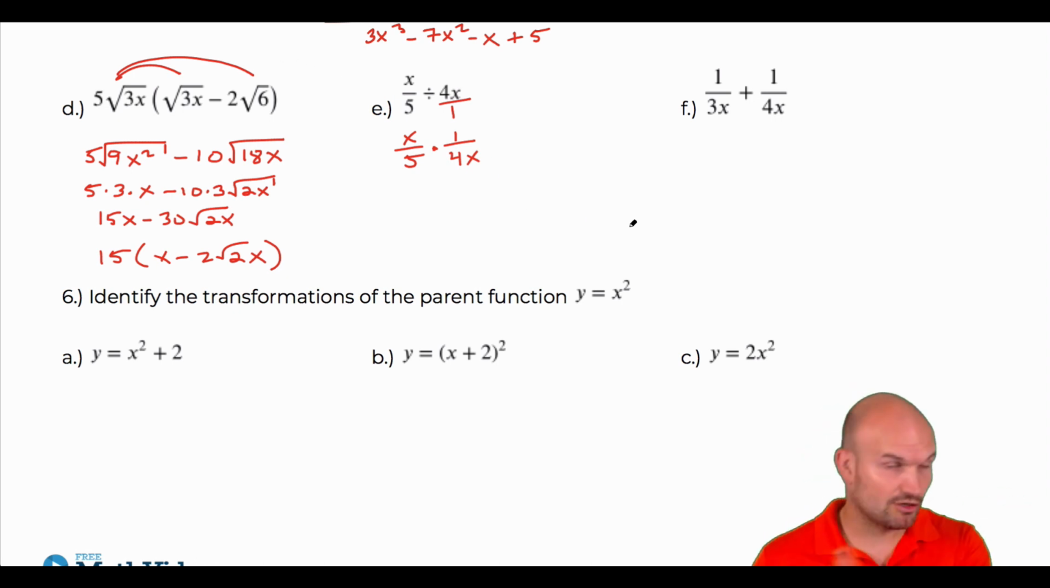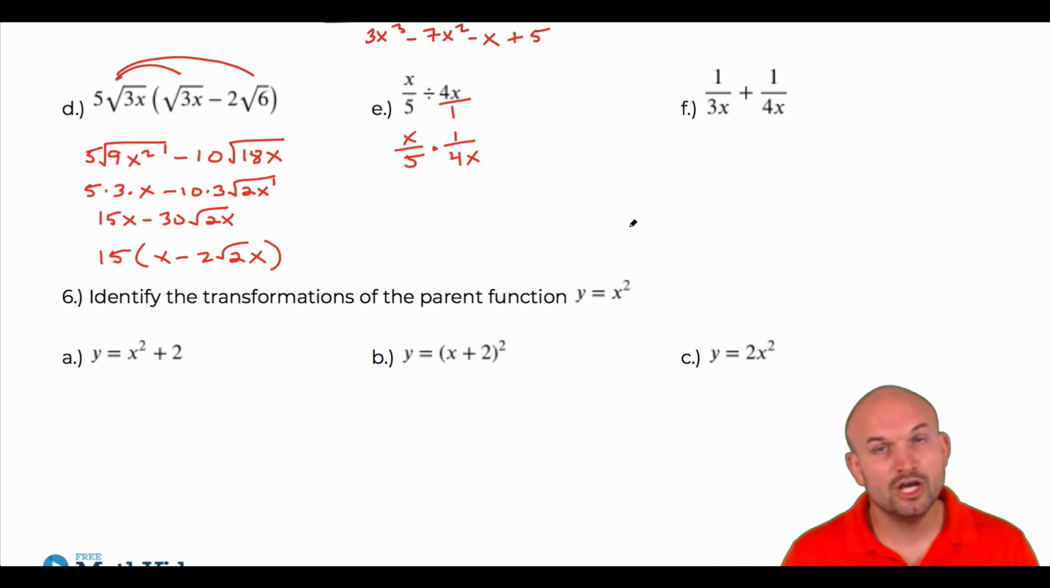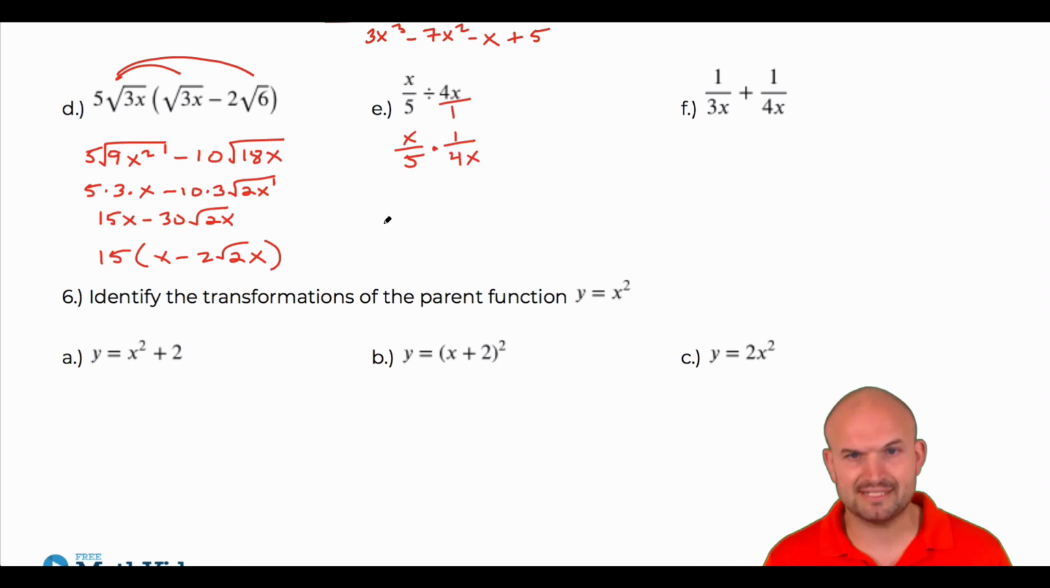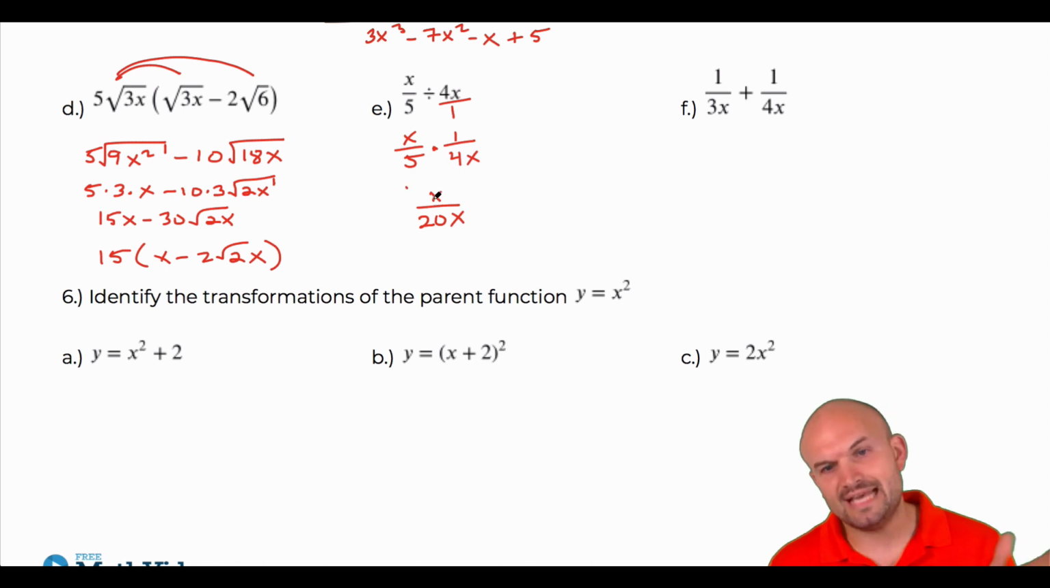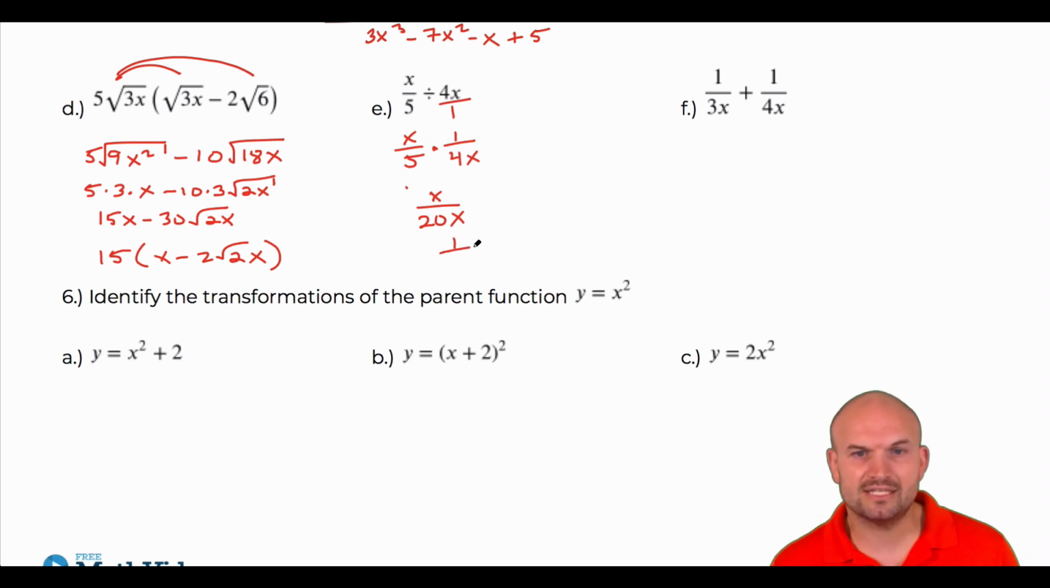Remember to multiply straight across, not doing cross multiplying or anything. You could simplify it beforehand, but if you are a little bit not there yet, then don't worry. We can just rewrite this as x over 20x, and then the x's are going to divide out, and that's going to leave us with a 1/20th.